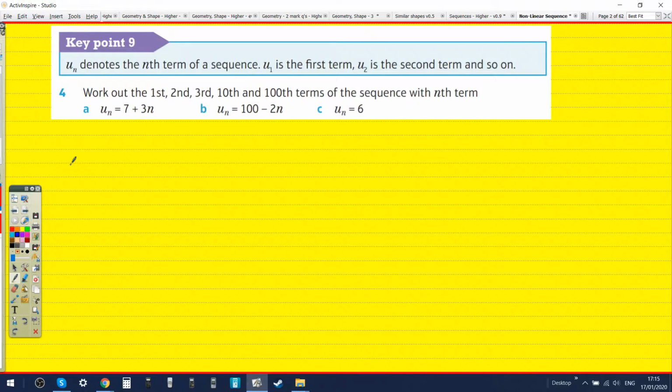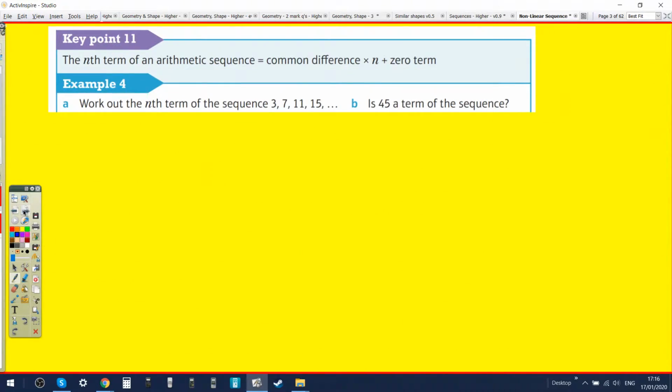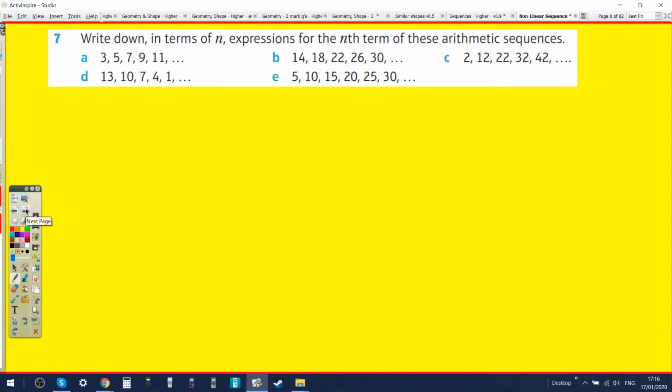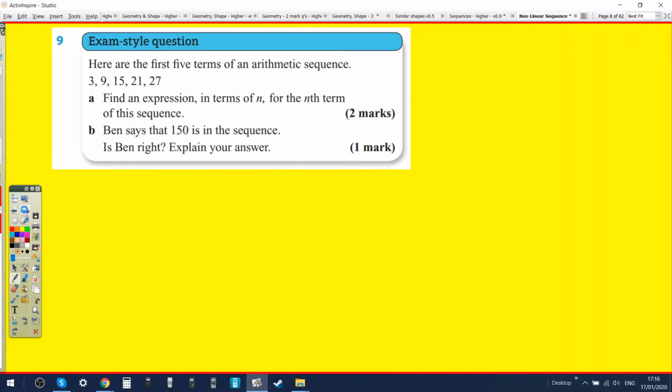Any idea how you do this? Yeah, maybe. So, 7 plus 3n, if the first term is 10. What will be the second term? 13. And the third, and so on. Okay. So it's just a different notation. Yeah, we did that one.